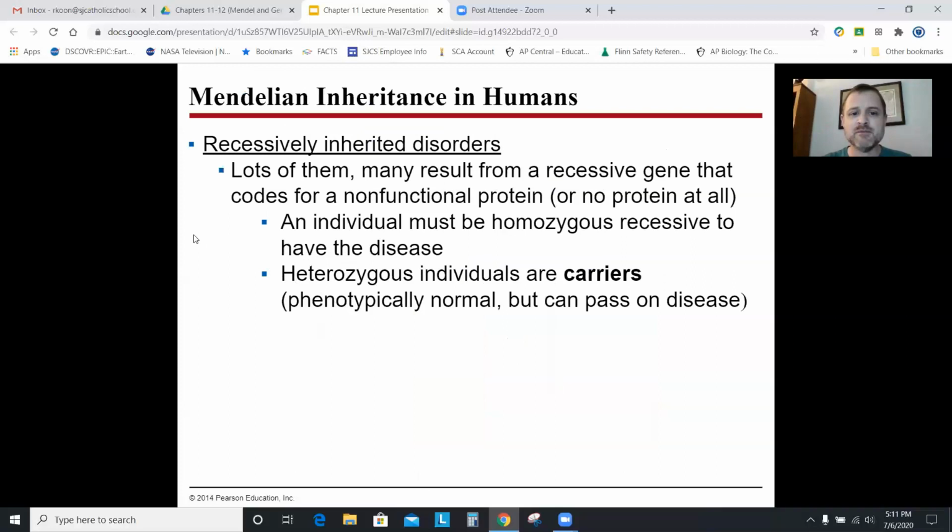I used the word carrier a minute ago. Most genetic diseases are recessive, which means that version of the gene is non-functional. It might make a protein, but the protein doesn't work. If you're heterozygous, you're phenotypically normal, but half of the protein you make is faulty. So you don't have the disease, but you can pass it on, which is what a carrier is.